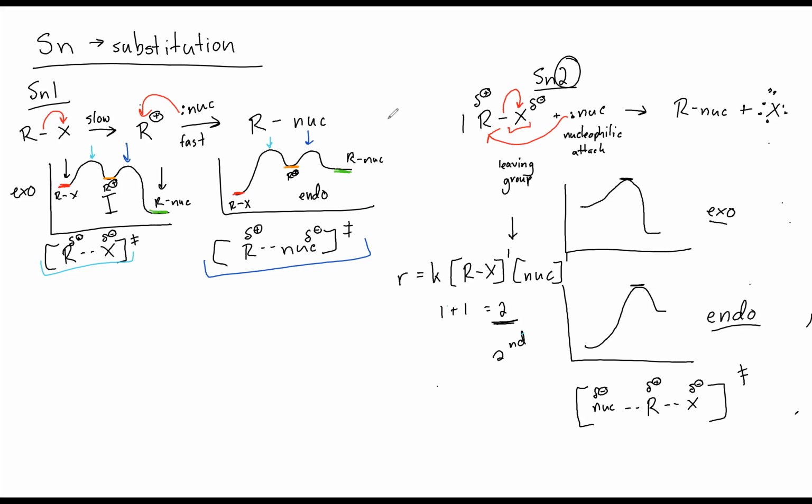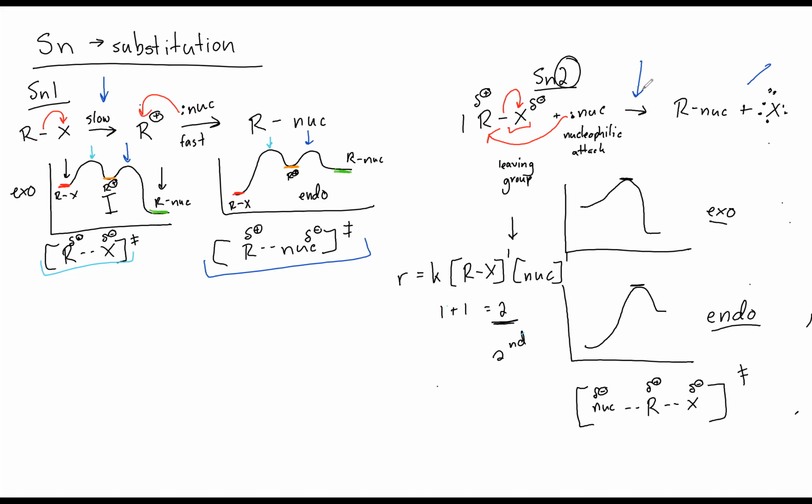I have a question here. Do we have to know whether it's slow or fast? And also, does SN2 have slow or fast? We have to know that this first step is slow because of the rate equation, which I'll get to in a few seconds. For SN2, we don't need to know if a step is slow or fast because there is only one step.